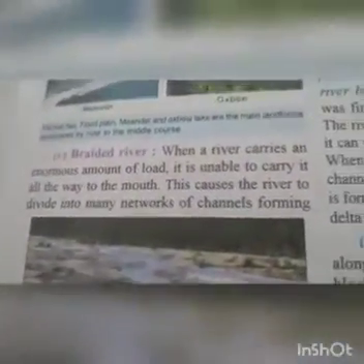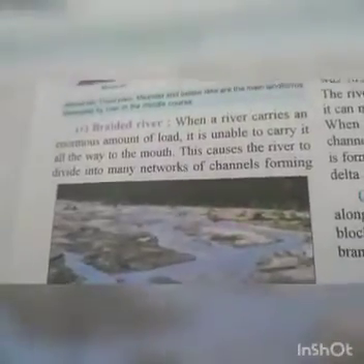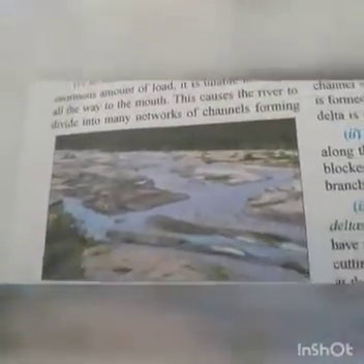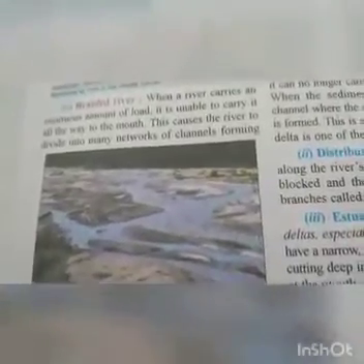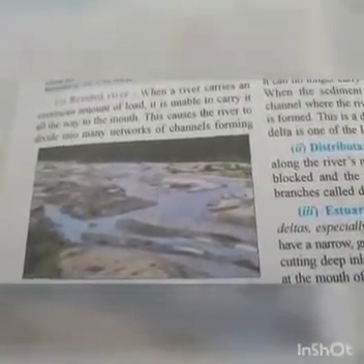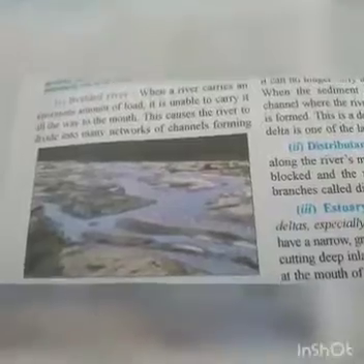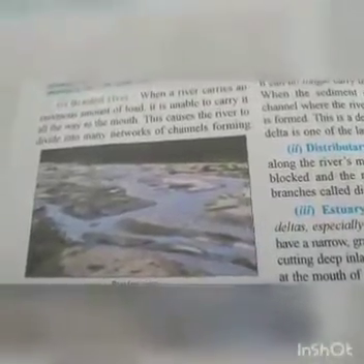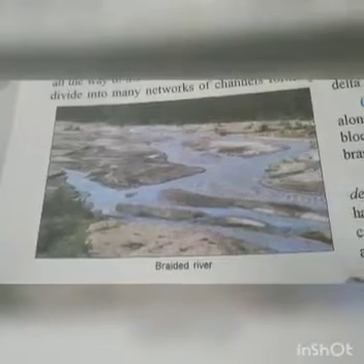Now come to the next feature, that is Braided River. When a river carries an enormous, means a large amount of load, means sediments, it is unable to carry it all the way to its mouth, to its end, right? So this causes the river to divide into many networks of channels, forming islands in the river channel. Such a river is known as Braided River. You can see the picture of Braided River.